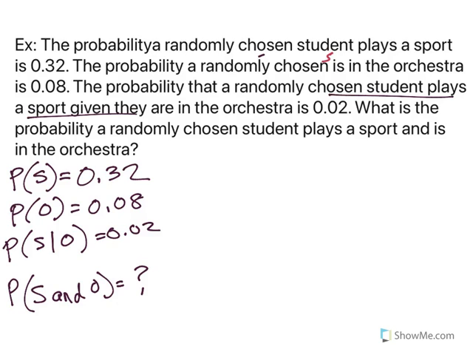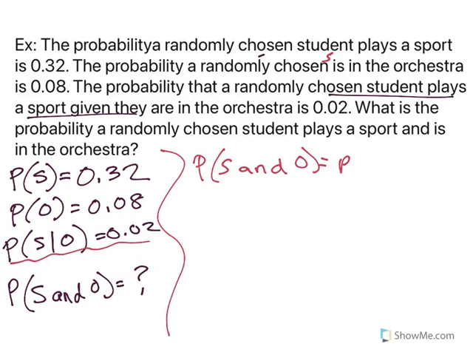Okay, so we can use our formula. Now let's go back to where we were from the other page. And we say, okay, I'm trying to find sport and orchestra. So I know probability of sport given orchestra. So what am I multiplying by? I have both of these. How do I know what to multiply by? Well, remember, it's whatever you're given. Sport given orchestra. So that means we're going to multiply by the probability of orchestra. That's why it's important to pay attention to what you have and what you're dealing with here.